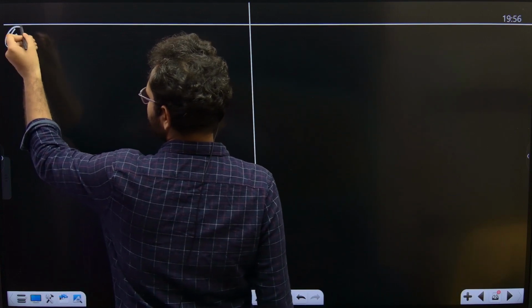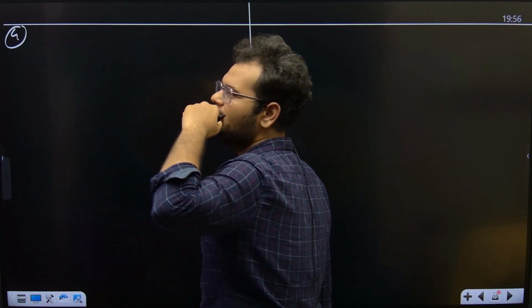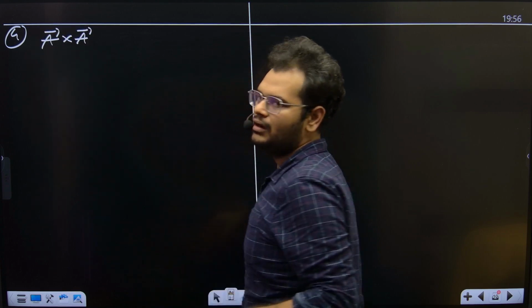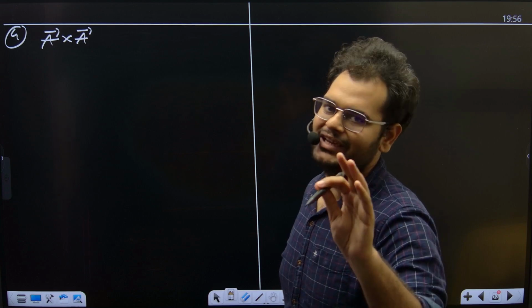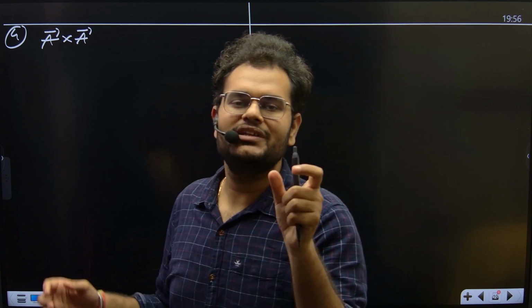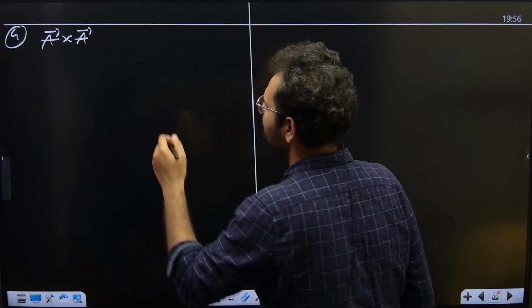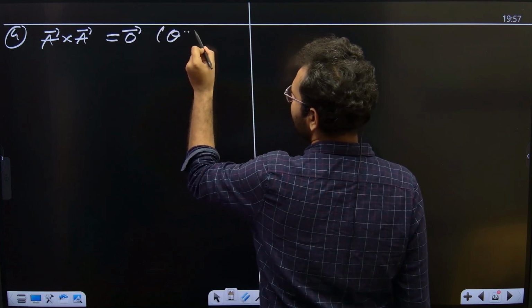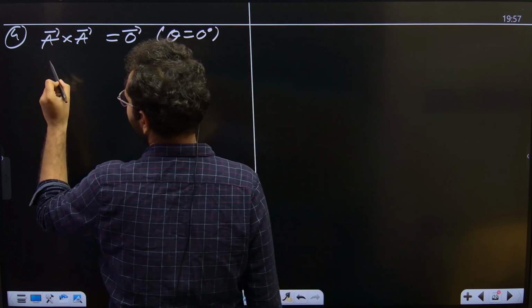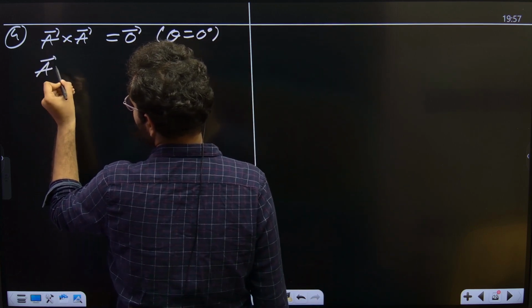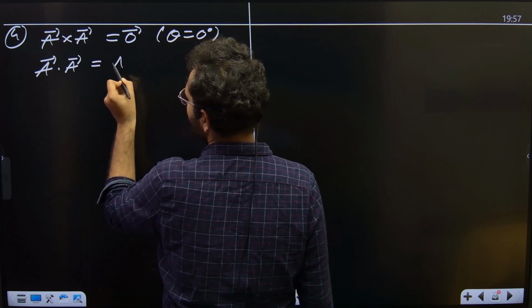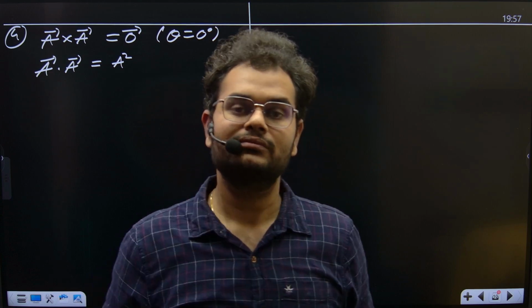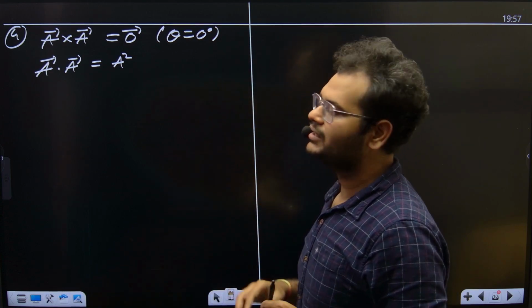Sir, the fourth property is, can you tell me what is A cross A? What is the angle between A vector and A vector? 0 degrees. And if the angle is 0 degrees, what is the result? 0. Are you getting it? Why? Because theta is 0 degrees. Can you tell me what A dot A was? A dot A was A square. But A cross A is 0, because theta is 0 degrees.